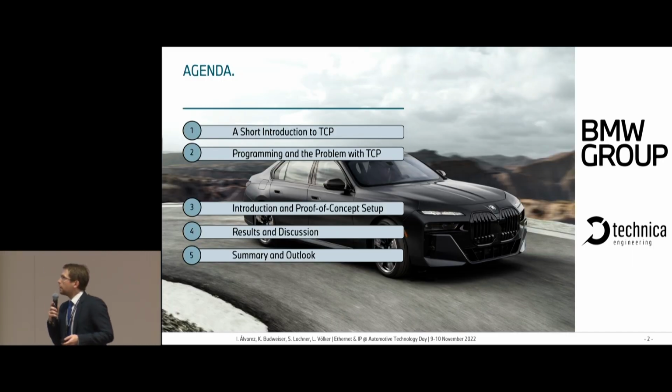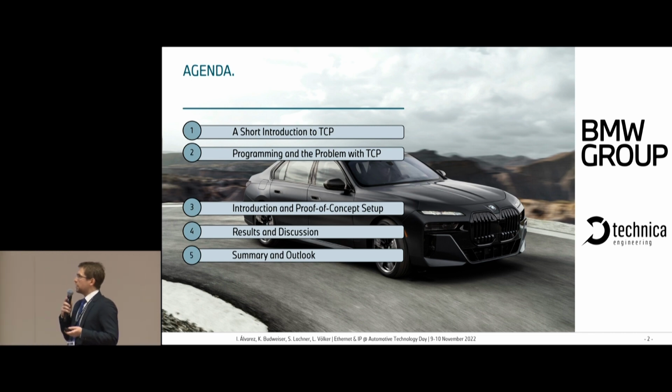To start off, I will give a brief recap about the TCP protocol. Then I will, or actually we will, have a closer look at the programming process, as well as the problems that we were faced with during system development. To this end, I will try to walk you through a trace and discuss some of the main effects of embedded TCP IP stacks that we saw.